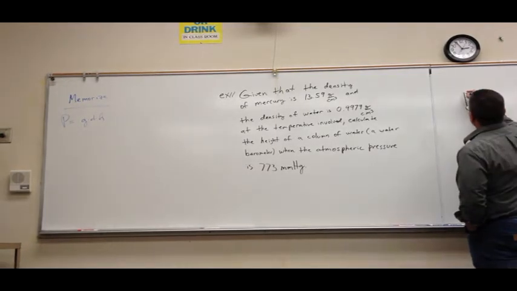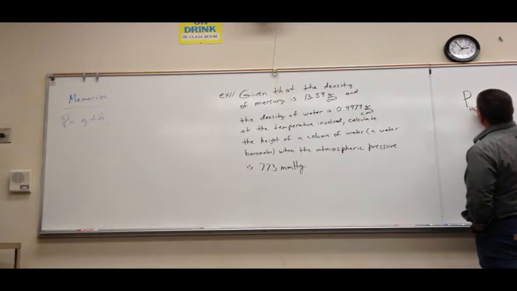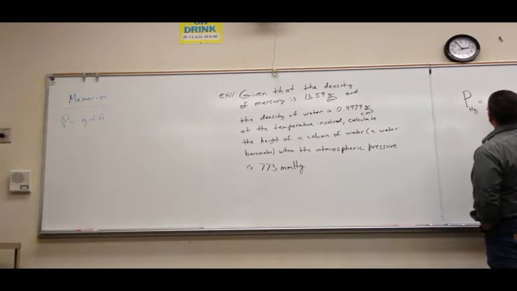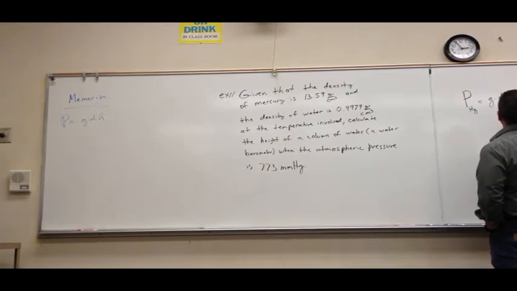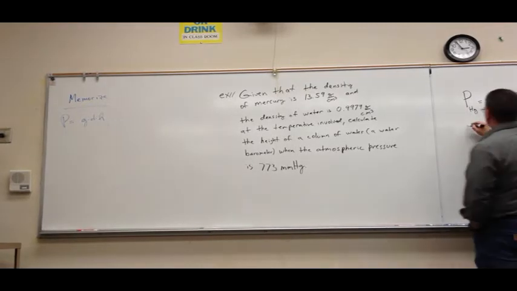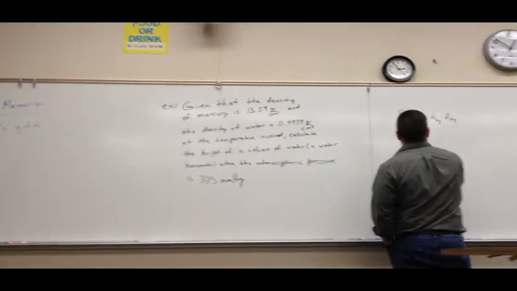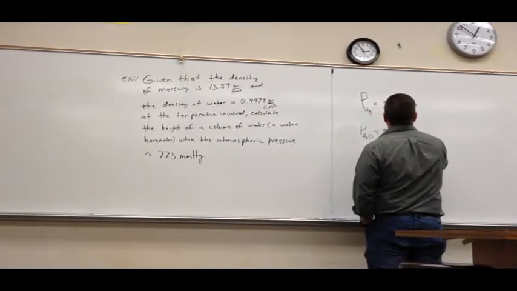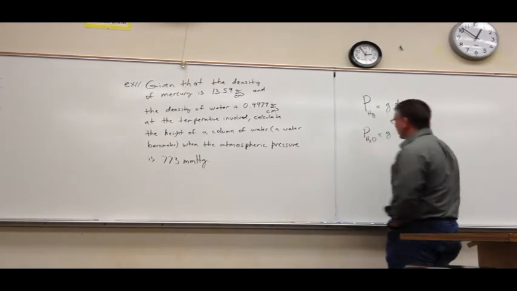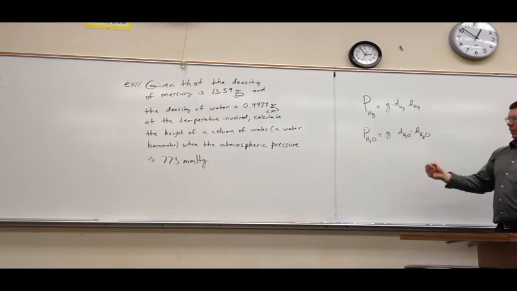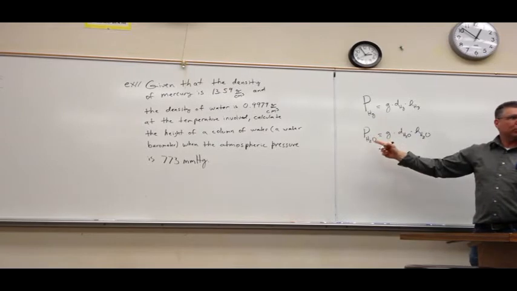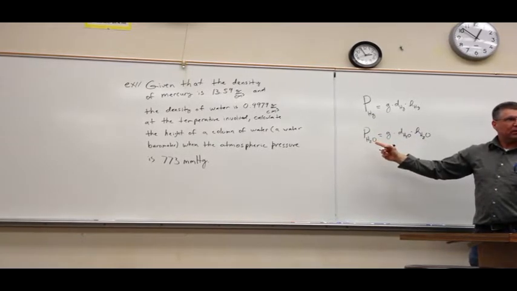Okay, here's what we're going to do. The pressure of the column of mercury is just equal to g times the density of mercury times the height of mercury. That's just the equation I developed a minute ago. The pressure of the water barometer is equal to g times the density of water times the height of the water barometer. Atmospheric pressure is the same, so we can set these equal to each other. You guys see that? Make sense?